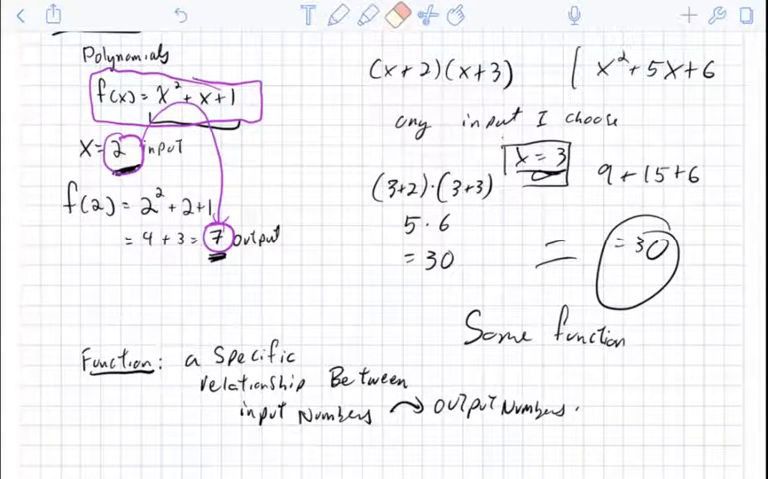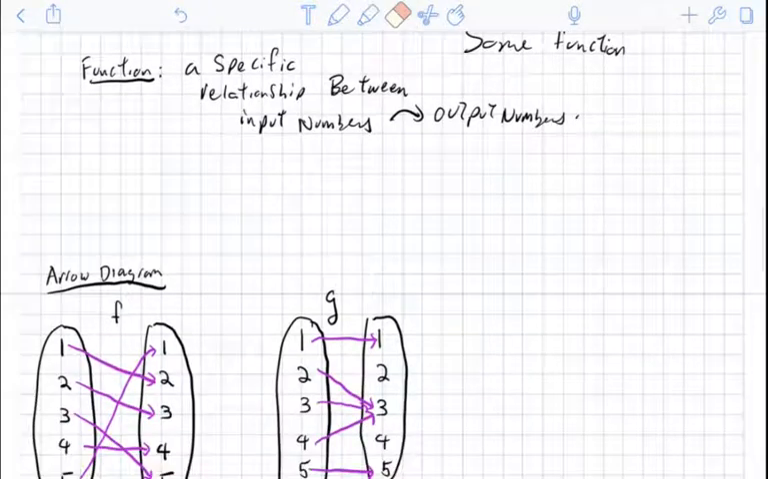Okay? So there's a variety of different ways to talk about functions, to display a particular function. Writing things as algebraic expressions is actually one of the least obvious ways of talking about a function. It's hard to tell what people are talking about when they're writing a function out algebraically. So here's our first way of talking about functions. This is called an arrow diagram.